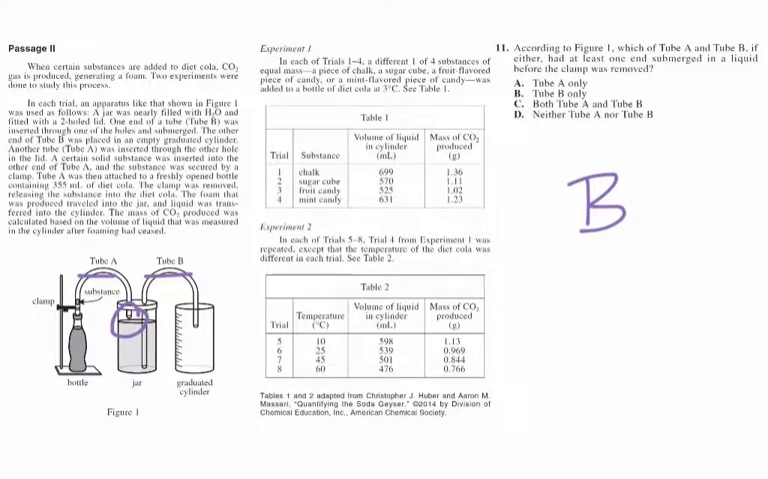And in the reading it says one end of tube B was inserted through one of the holes and submerged, so we know tube B, and the other end of tube B was placed in an empty cylinder. Another tube was inserted through the other hole in the lid, so it is just through the lid, and we can see it's not touching, so our answer has to be B.